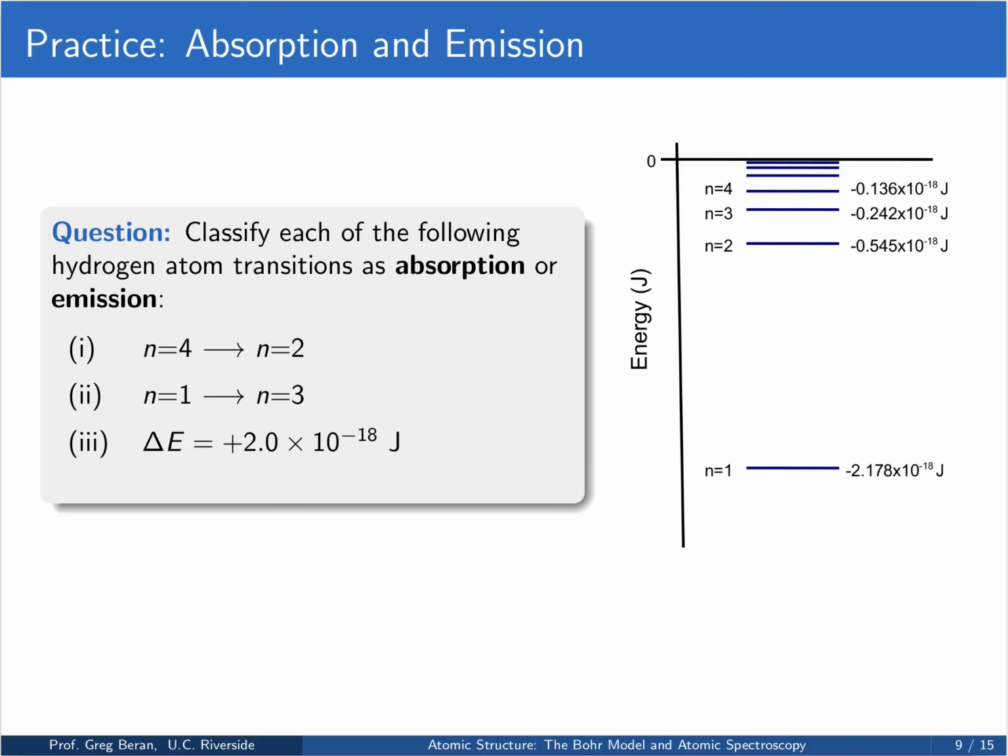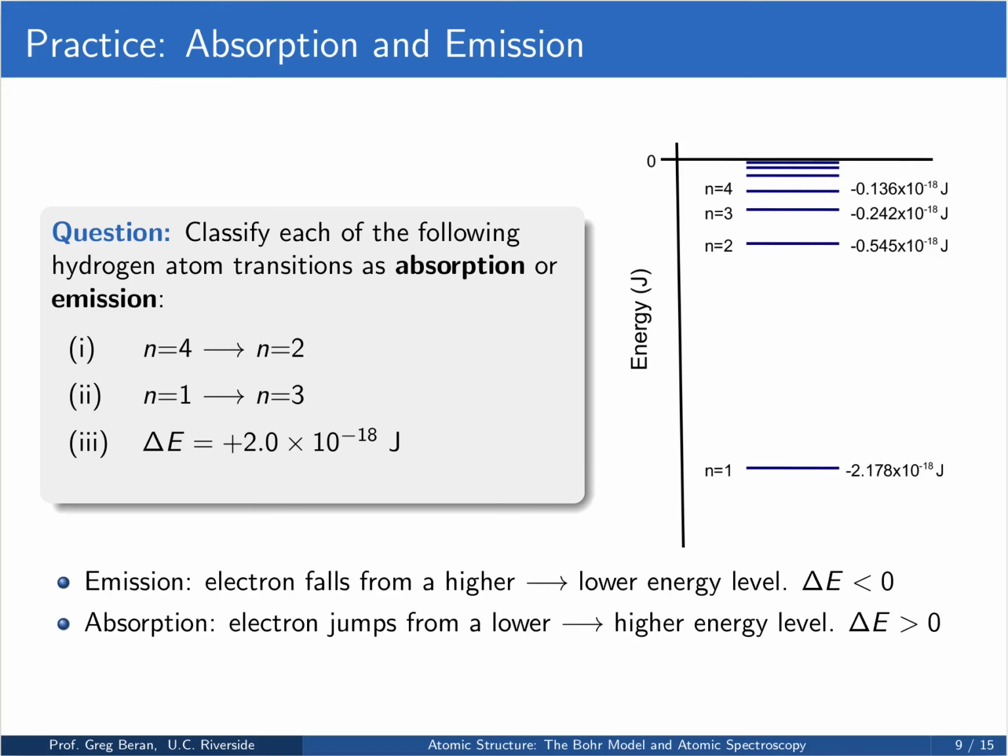Okay, so the key thing to remember in working this problem is that emission occurs when an electron falls from a higher energy orbit down to a lower energy one, and the energy change is therefore negative. Absorption happens when the electron jumps from a lower energy orbit up to a higher energy one because it's absorbed a photon of light and absorbed the energy from that photon.